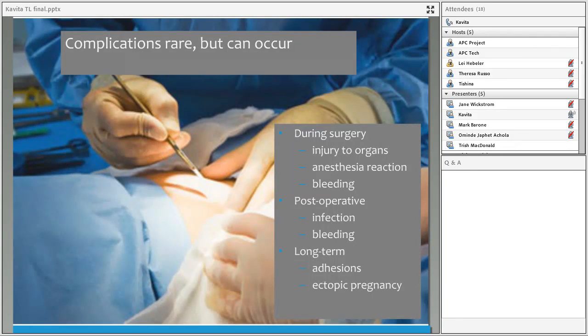Complications are rare, but they can occur, as with any surgical procedure. During surgery, there could be injury to other organs, such as the bladder or the bowels. Particularly with general anesthesia and less with local anesthesia, there could be an anesthetic reaction. And there's always a risk of bleeding, either before or after surgery, anytime surgery is done. Infection is also a possibility after surgery, and long-term complications may include adhesions or scar tissue, and as I mentioned before, the risk of ectopic pregnancy.